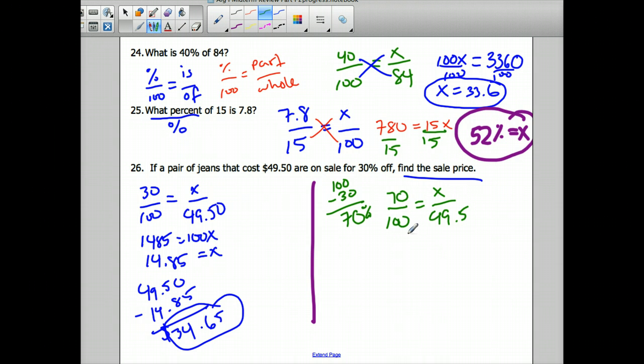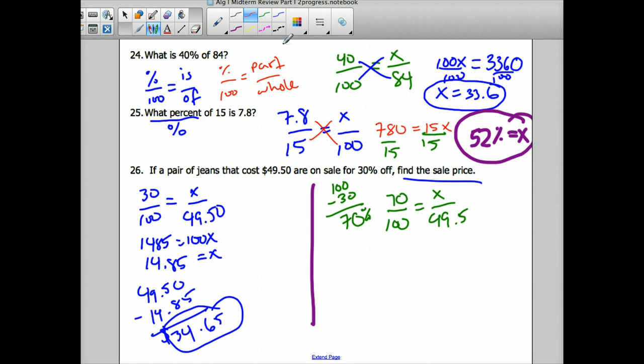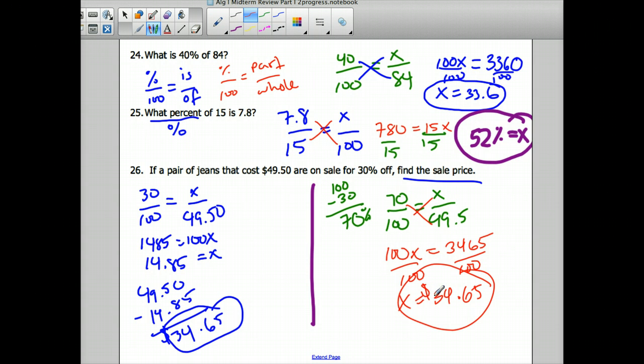That's going to be, we're going to cross multiply and get 100x equals 70 times 49.5, which is 3465. Divide by 100, and you get x equals 34.65. That's how much you end up paying. So two different ways of solving that problem.